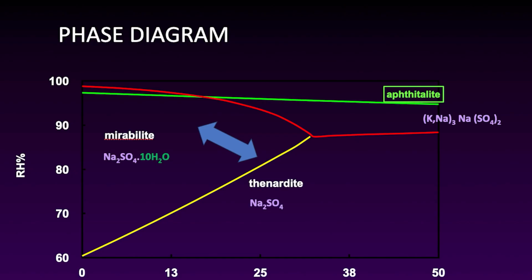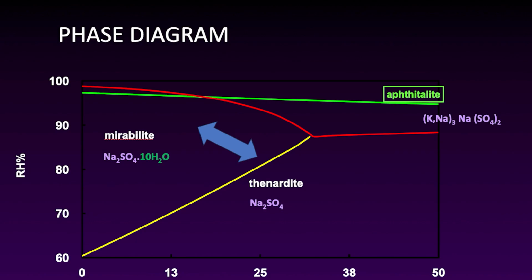Firstly, in this phase diagram, we can see that aphthitalite's transition between a salt and a brine hardly varies with temperature at all. But what we can see is that the mirabilite-thenardite transition is really strongly dependent on temperature. So if we go to high temperatures, most of the salt is present as thenardite. If we go to low temperatures, we get much more mirabilite. But also we can see there's a humidity variation to this.